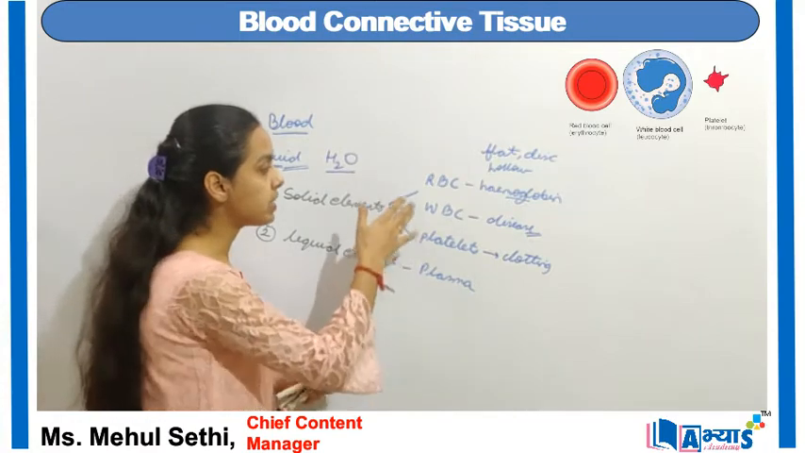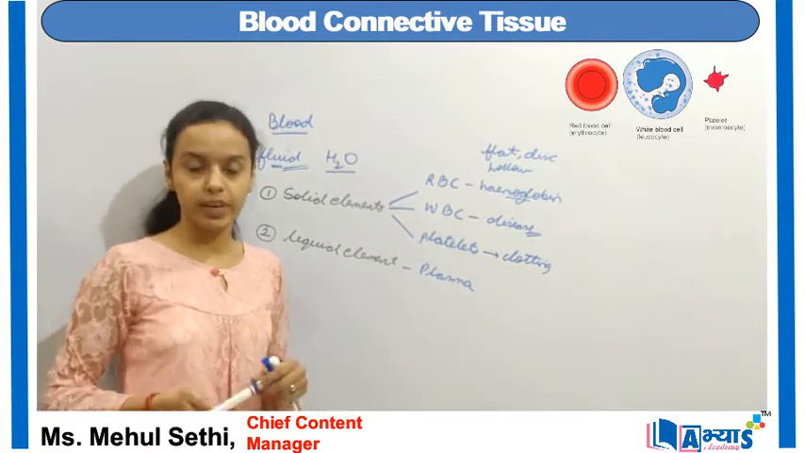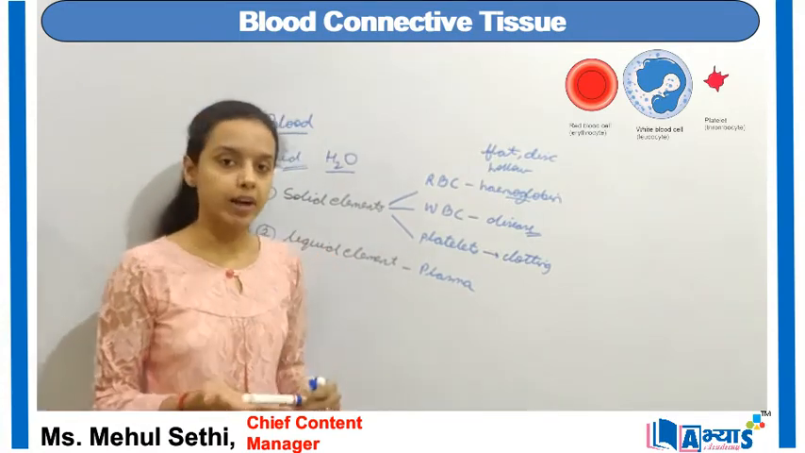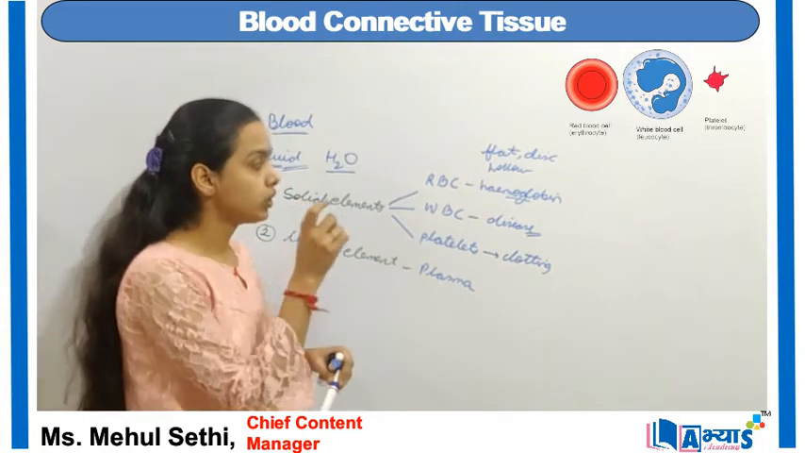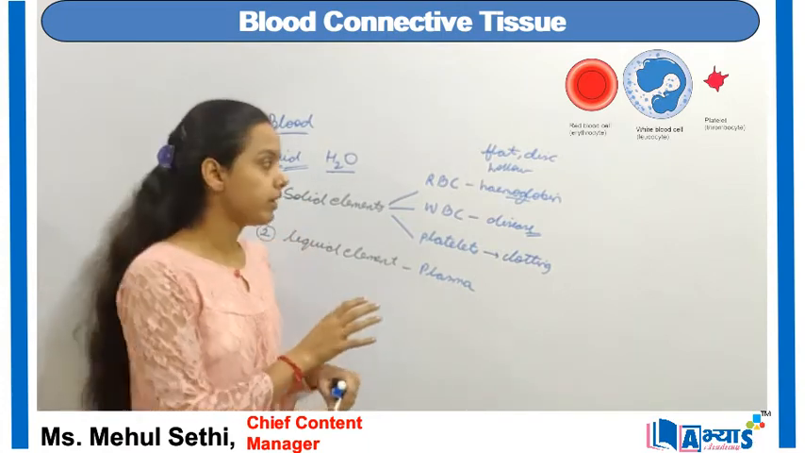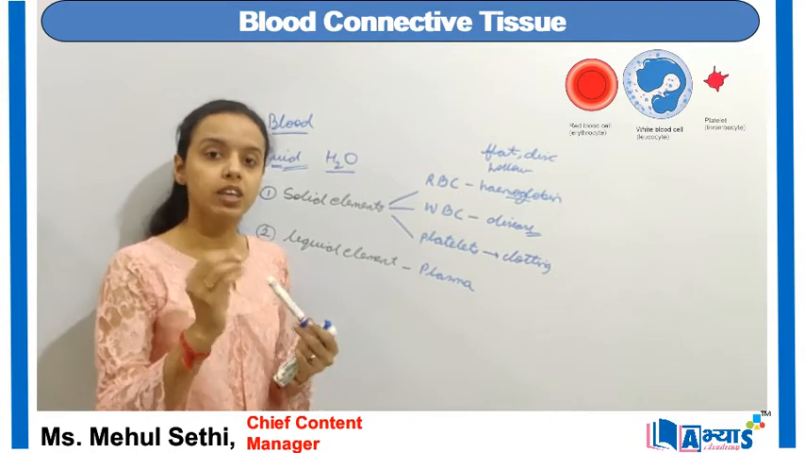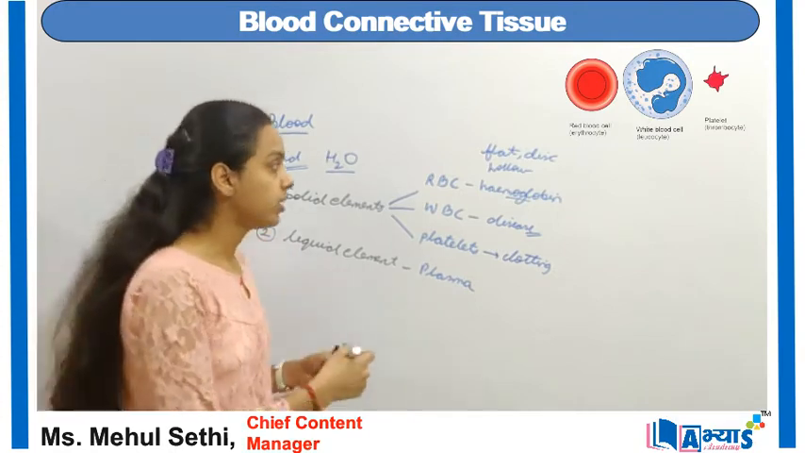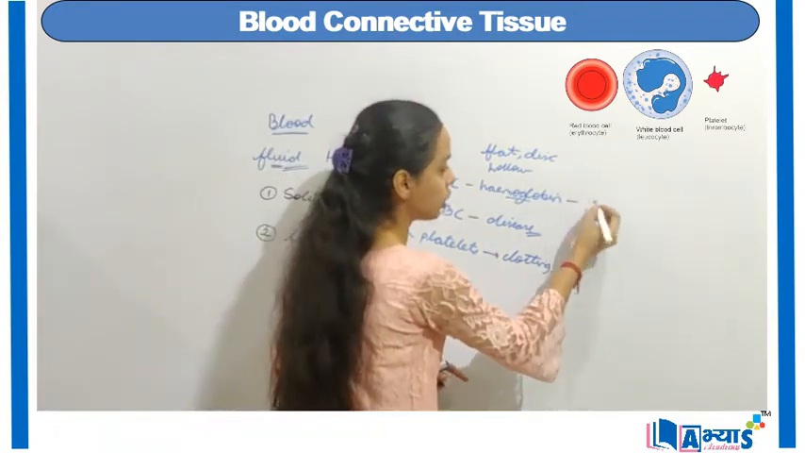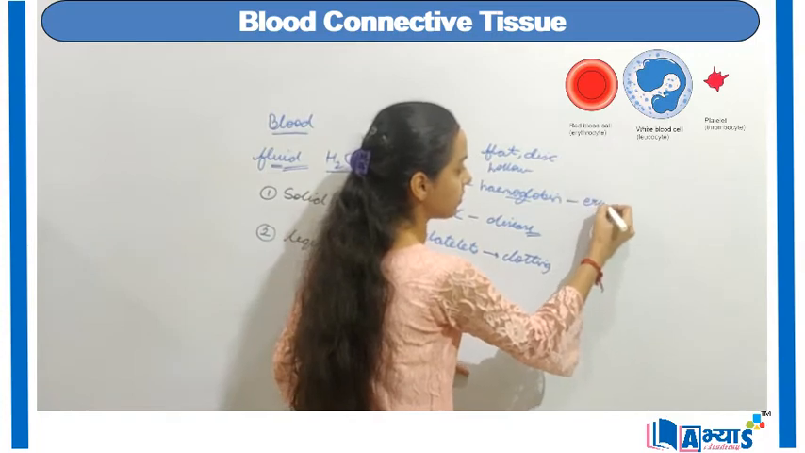So when we have discussed the three important components of blood, the red blood cells, the white blood cells, and the platelets, all these different types of cells have certain biological names. Like the RBCs are also known as erythrocytes.